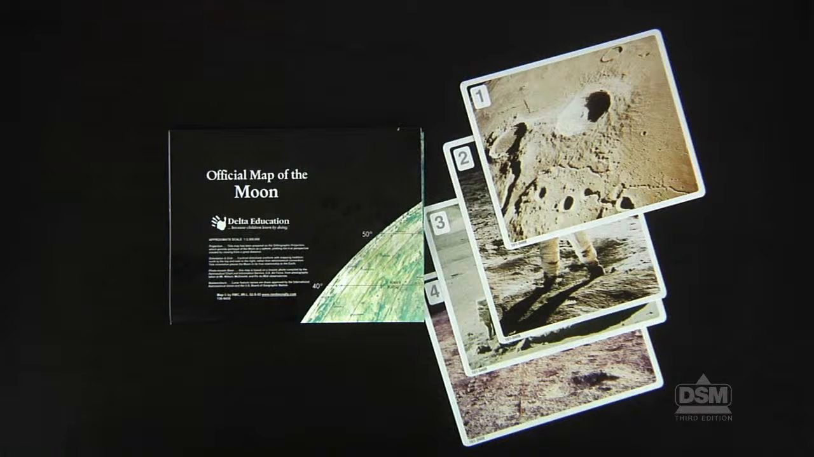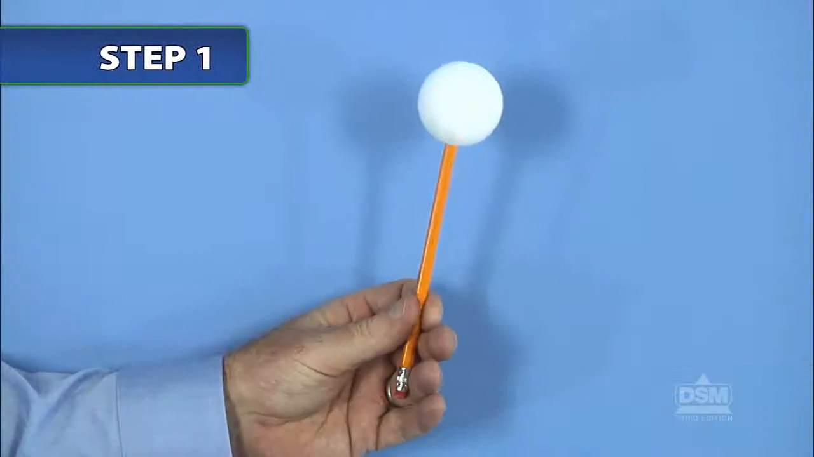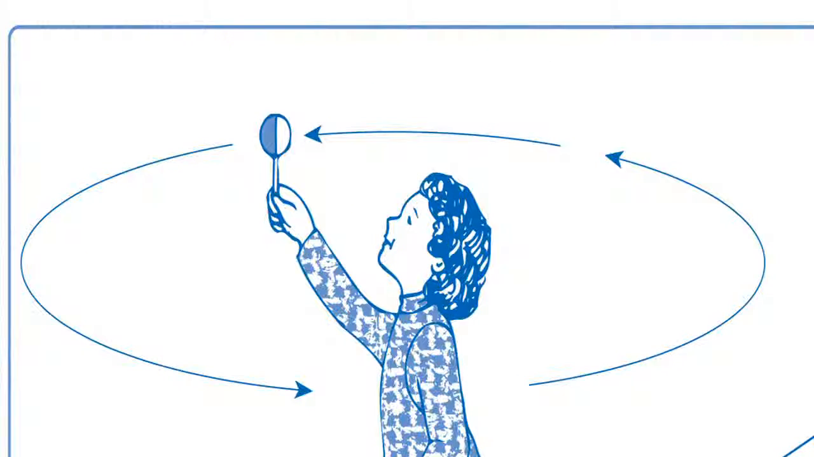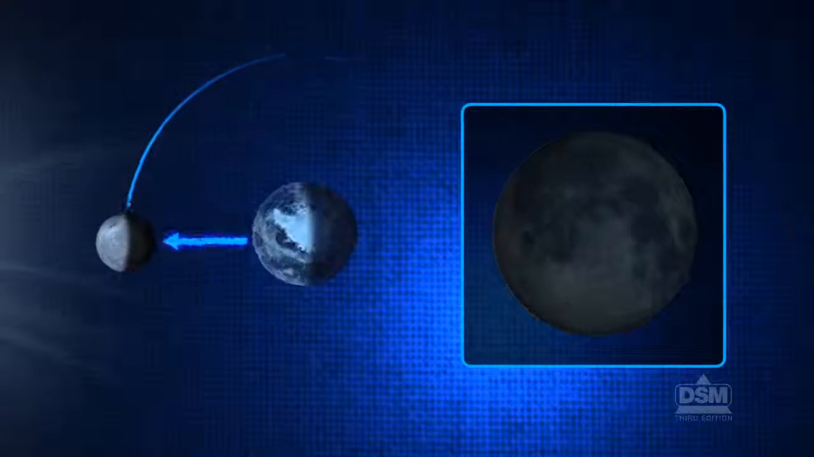Have the moon maps and photos of the moon available for students to examine. To begin the activity, give each student a foam ball attached to the end of a pencil. Have students stand at their desks, hold the foam ball out in front of them, and slowly turn around in a circle to the left. Ask students, what are we modeling? Students are modeling the orbit of the moon around the Earth.